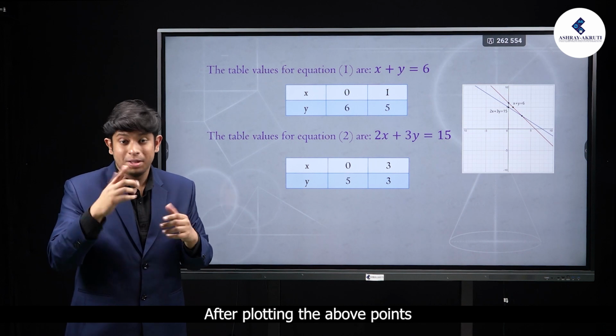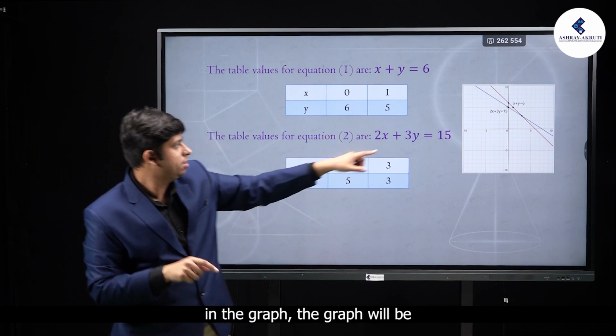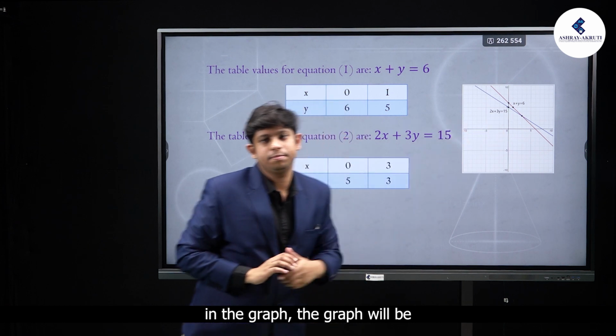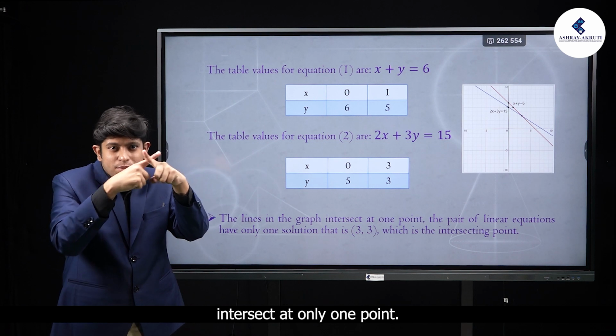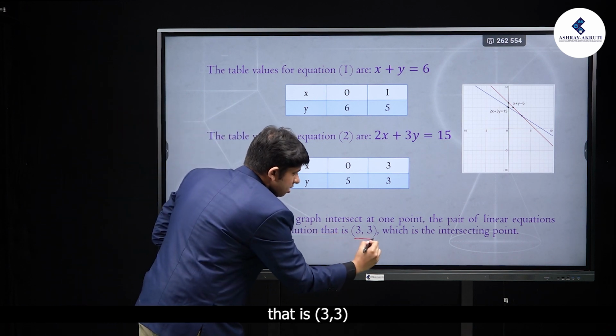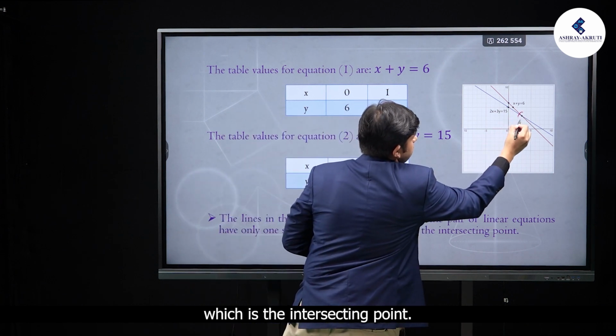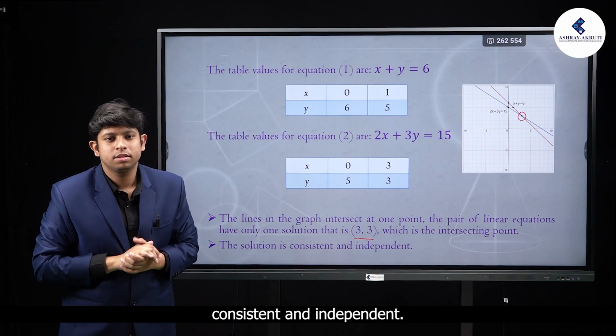After plotting the above points, the graph will be as shown. The lines in the graph intersect at only one point. The pair of linear equations has only one solution, that is 3, 3, which is the intersecting point. The solution is consistent and independent.